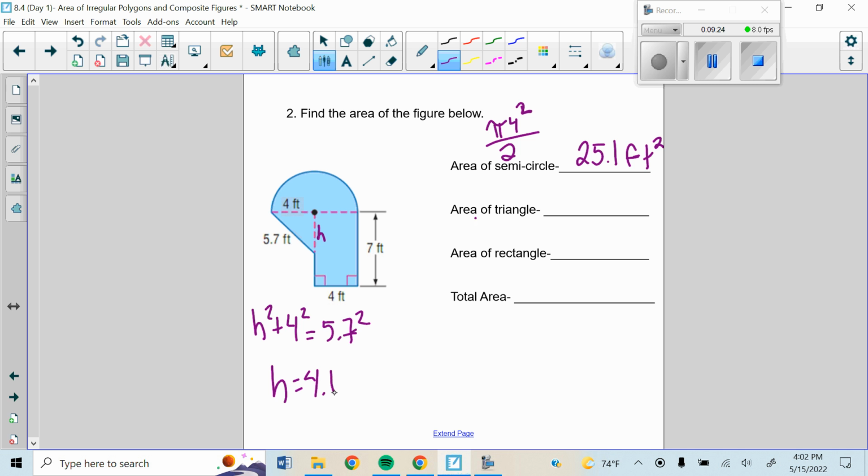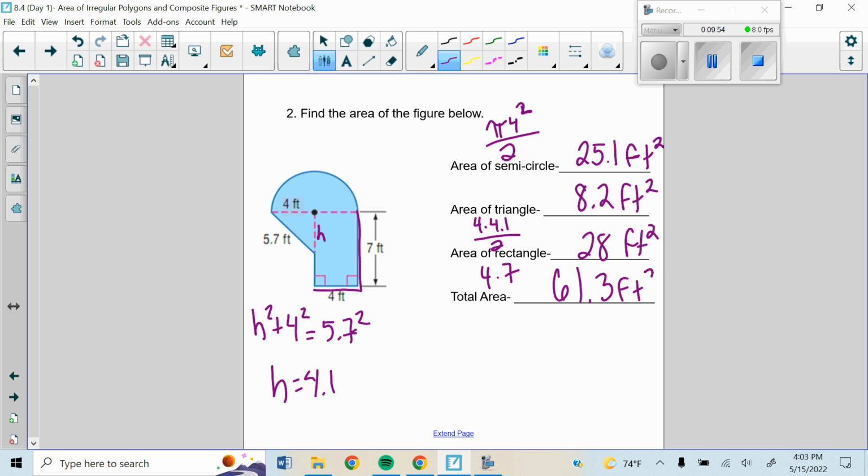So area formula for a triangle is base times height, divide by 2. So 4 times 4.1, divide by 2. And you end up with 8.2 feet squared. And then area of this rectangle, we have 4 times 7. So that one's an easy one of 28 feet squared. And then you're just going to go ahead and add those three all together to find your total area of the figure. 61.3 feet squared.